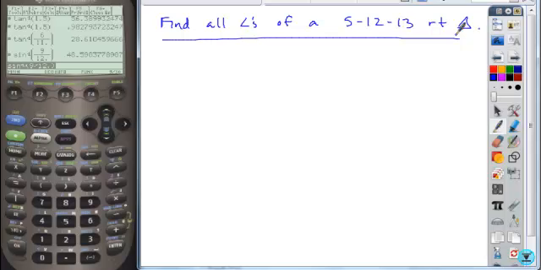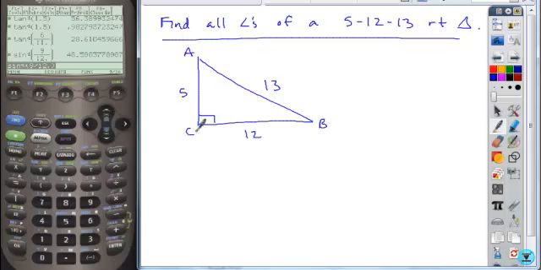All right, if you're looking to find all the measures of this particular type of triangle, sketch in what you have and label your pieces 5, 12, and 13. Then assign one of the angles. I'm going to call these angles A, B, and C right here. The one that we know for sure, C, is 90 degrees, right?